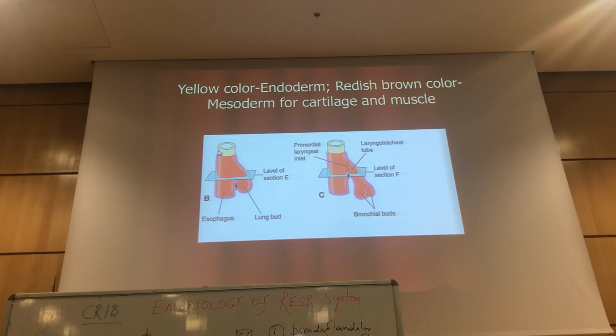This is a nice picture showing the two different colors. The yellow color is the epithelium. That is the endoderm. The red one is the muscle. This is the splanchnic mesoderm. So some muscle is there in the respiratory system, particularly in the bronchus. Is that clear? And then it will be separated out.